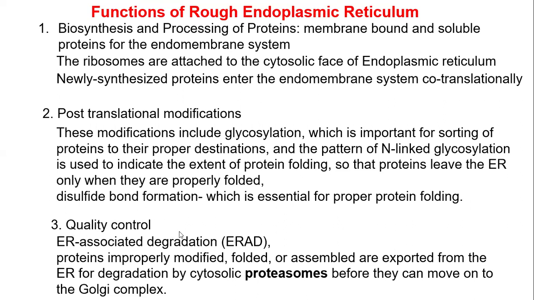Thirdly, quality control is the third function of the endoplasmic reticulum. So those proteins which are improperly folded are basically targeted for degradation by cytosolic proteasomes before they can move to the next organelle, that is Golgi complex, for further processing.